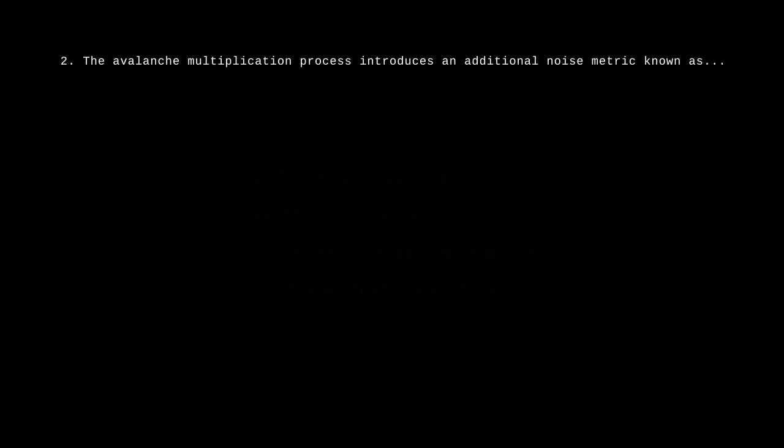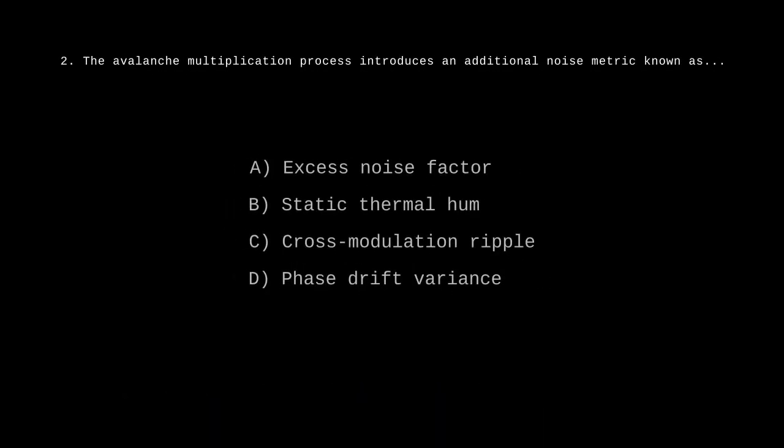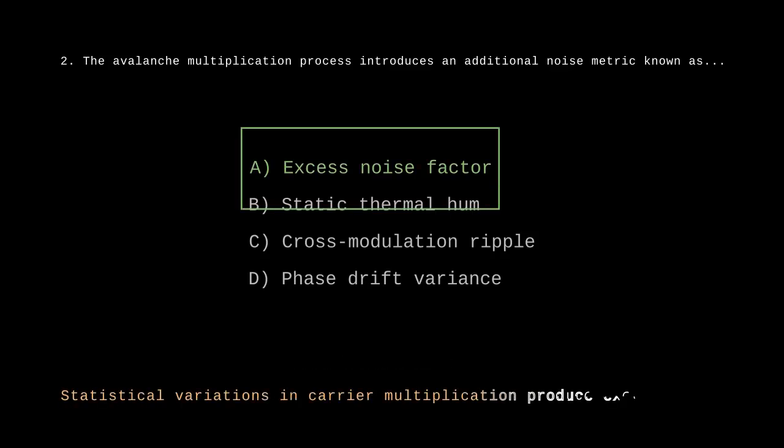Question 2. The avalanche multiplication process introduces an additional noise metric known as? Because the carrier multiplication process is statistical in nature, it introduces an inherent fluctuation known as the excess noise factor.